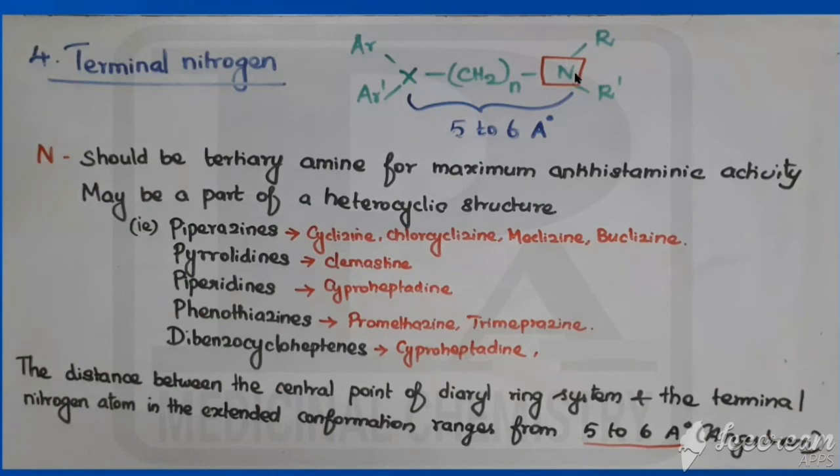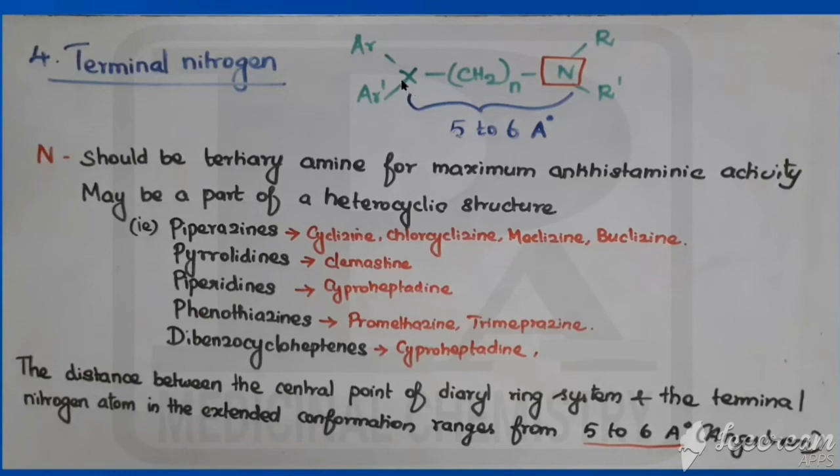So what about that nitrogen? The nitrogen should be a tertiary one for maximum antihistaminic activity, or it may be part of a heterocyclic ring. The examples for heterocyclic rings would be piperazine, pyrrolidine or piperidine, phenothiazine or dibenzocycloheptene.